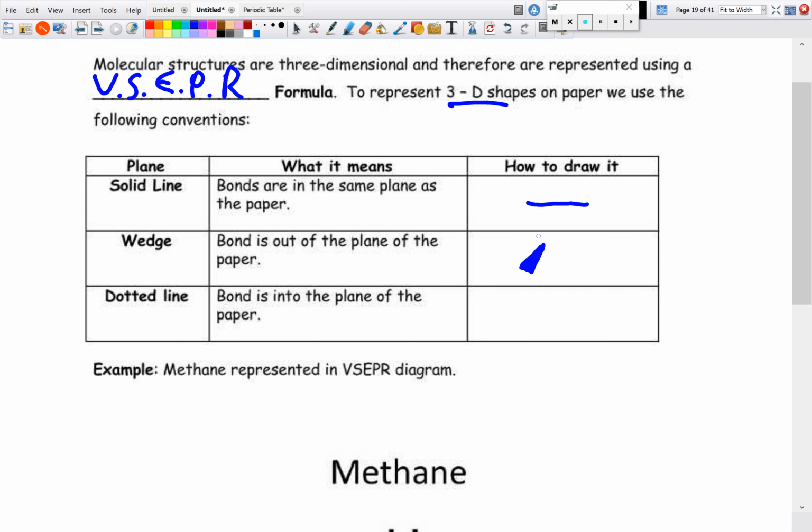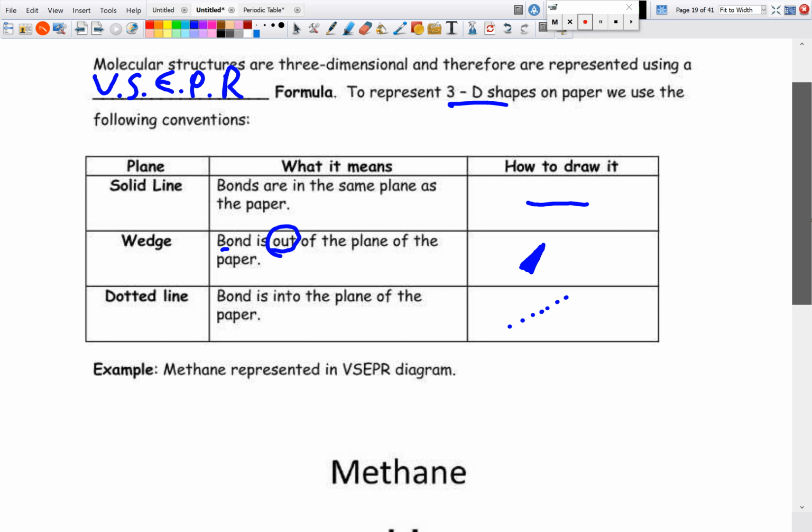Whenever you see a wedge, we're going to assume that the bond is out of the plane of the paper, meaning that if you're looking down at your paper, that bond is coming up towards you. And if you see a dotted line like this, that means that the bond is going into the plane of the paper, or just imagine your paper is flat on the table, so that means it's going in towards the table away from you. And these are the conventions that we're going to use for drawing our 3D shapes.